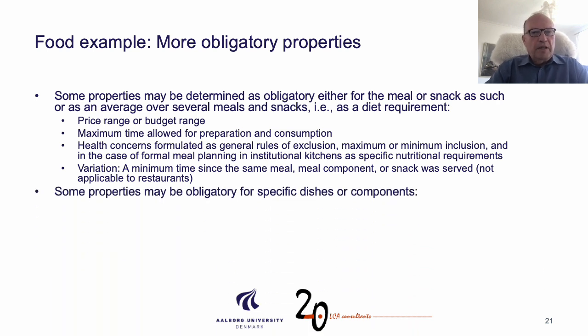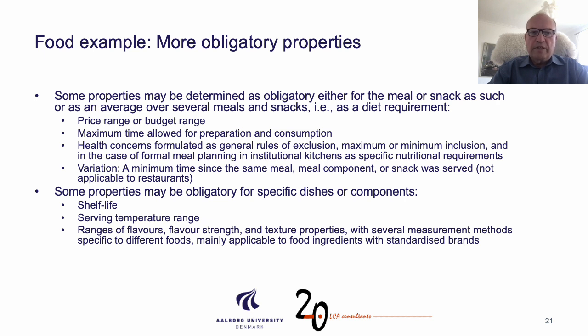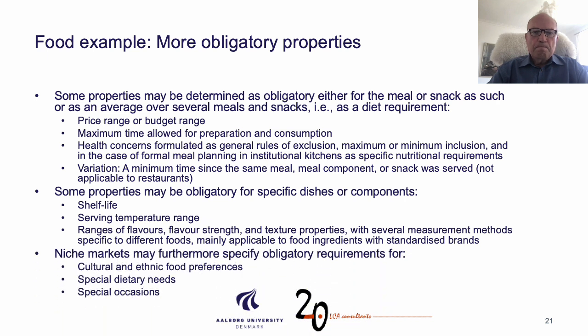Some properties may be obligatory for specific dishes or components, like shelf life, serving temperature, ranges of flavors, flavor strength, texture properties, and there are several measurement methods for these depending on the type of food you're looking at. Niche markets may furthermore specify even more obligatory requirements, for example, cultural and ethnic food preferences or special dietary needs or special occasions.